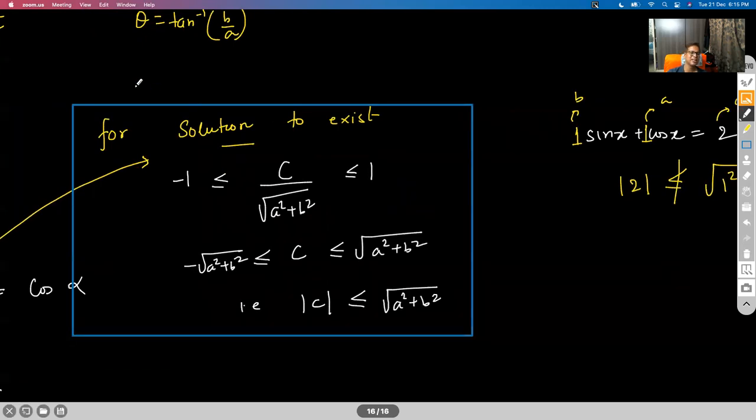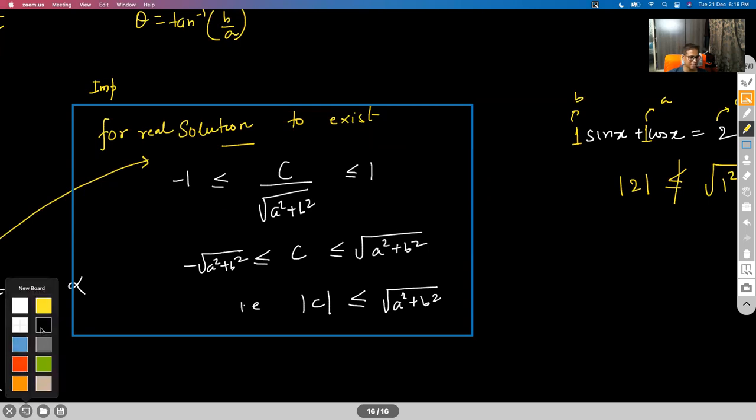If you want, I can put the word real over here, for real solution to exist. That would make it more precise, right, Satya? For real solution to exist, mod of c should be less than or equal to under root a square plus b square. Now, this is very important because a lot of questions have been framed on this itself. We will take some questions and then we'll take a break. I know there's a break time already. So just one question we'll take and then we'll take a break.